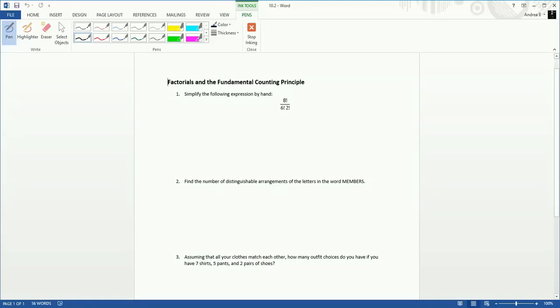For this one, we're working with factorials and the fundamental counting principle. So the first one is going through and simplifying by hand the 8 factorial over 6 factorial times 2 factorial. So that exclamation point, like I already said, is what is called a factorial. So what that really means is that you're multiplying that number all the way down to 1.